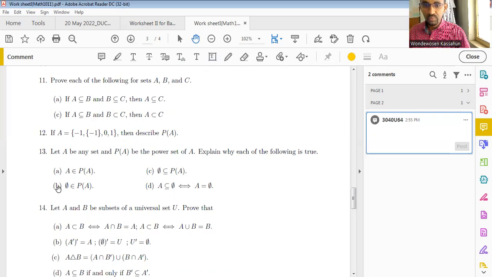B, the empty set is an element of the power set of A. Yes, the empty set belongs to the power set, so it's an element. Every subset of A is an element of the power set of A.